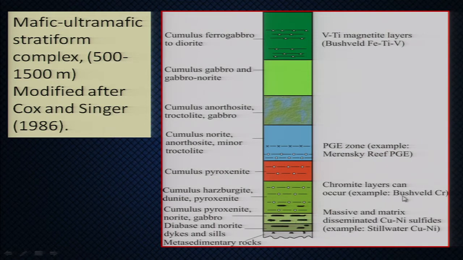Chromite layers occur in this layer here. The platinum group of elements are accumulated somewhere here in this blue colored layer, which is of norite, anorthosite or troctolite layer. And finally, at the top of this ferrogabbro or dioritic layers, the ore deposits found are mostly vanadium, titanium and magnetite. This section is from Bushveld igneous rocks.